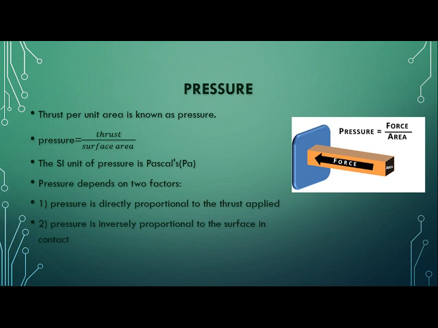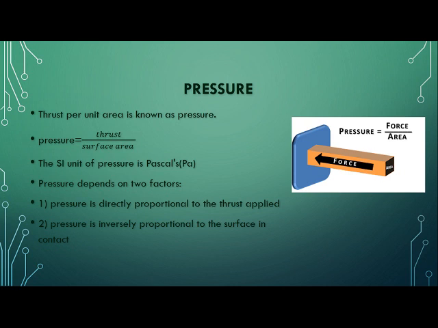So what is the formula for pressure, children? Thrust divided by surface area. The SI unit of pressure is pascal. We can write pascal, or you can also write it as Pa. Must remember that P should be capital.